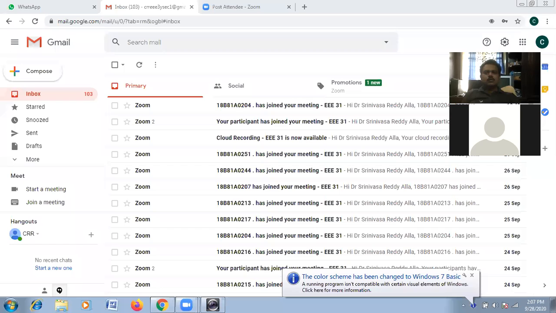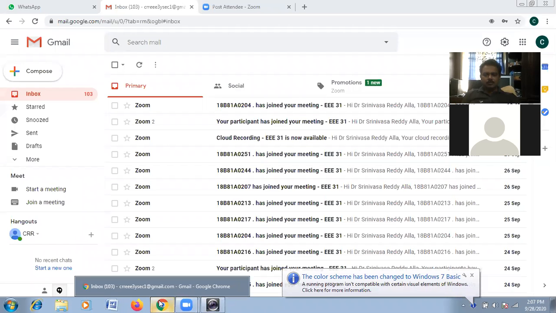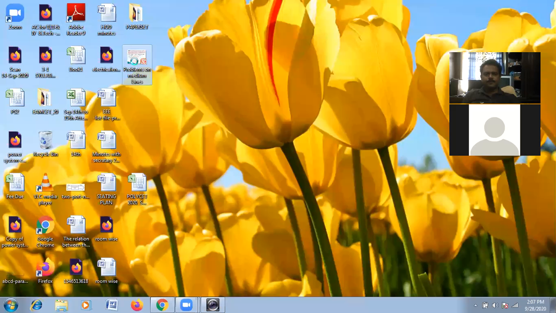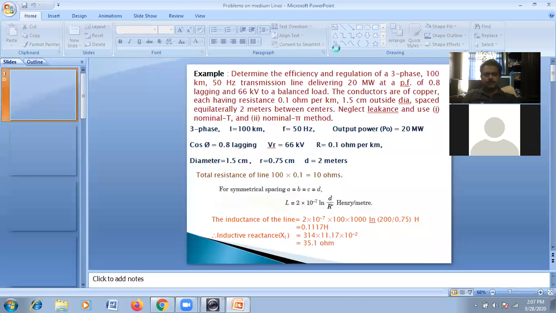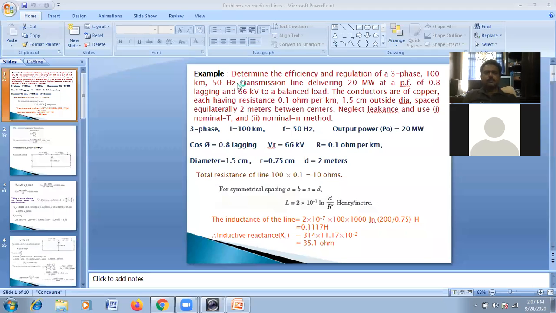Nominal T and nominal pi method. So today let us continue the same problem. In the previous class we have seen the nominal T model. Now we are going to solve the nominal pi for the same. Okay, this is the problem that we have considered.